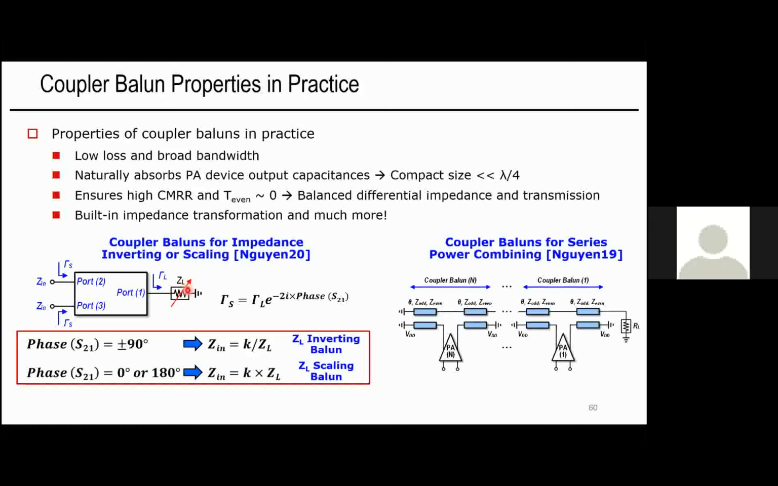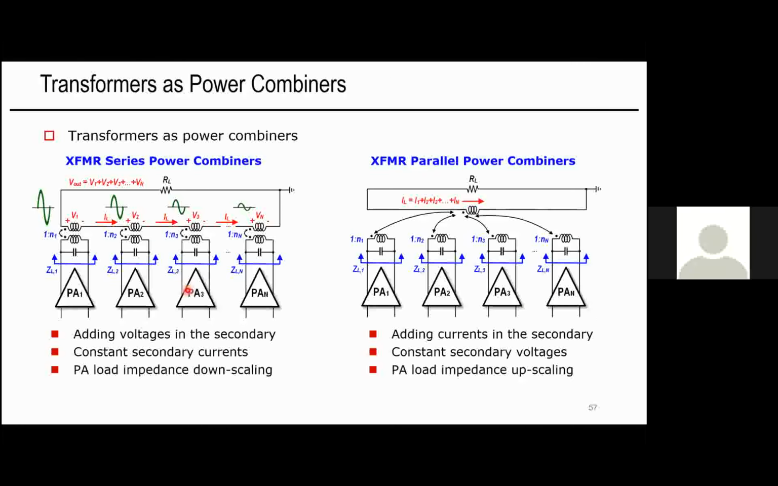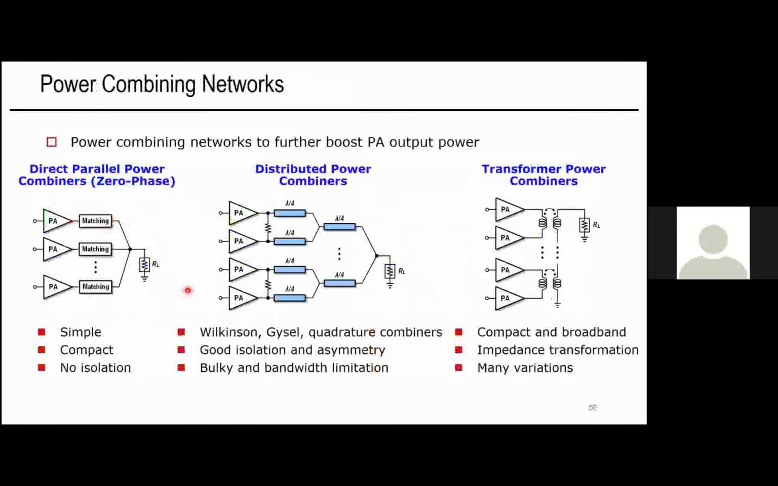Yeah. Thank you, Professor Wang. I have a question on the power combiner. You mentioned that some combiners are not isolated. I'm curious in which scenarios the isolation can be an issue, because the transistor itself is unilateral, meaning the S21 is much bigger than S12. So I'm just curious when the isolation can be an issue in terms of the PA design.